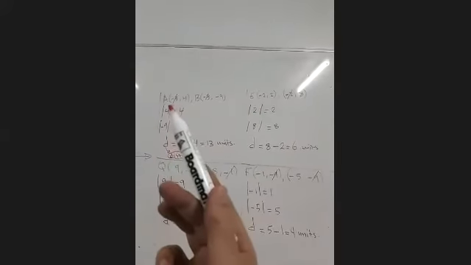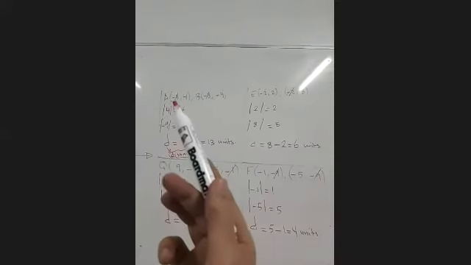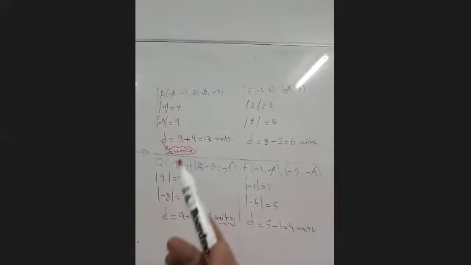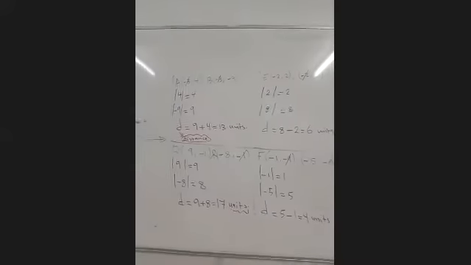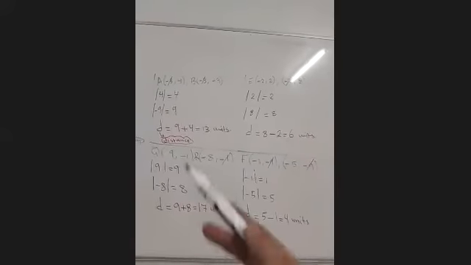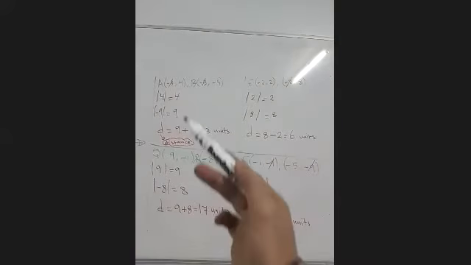First step, we ignore the similar numbers. Look here, I ignore the similar numbers. Ignore the similar numbers. The second step, find the absolute value of the different numbers.